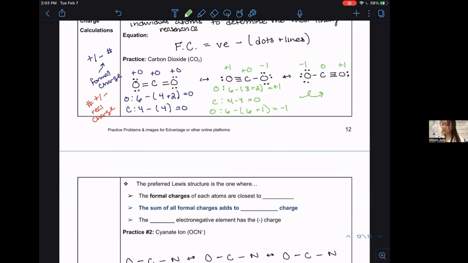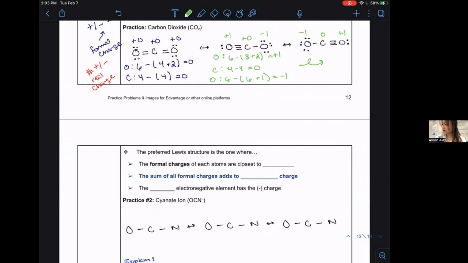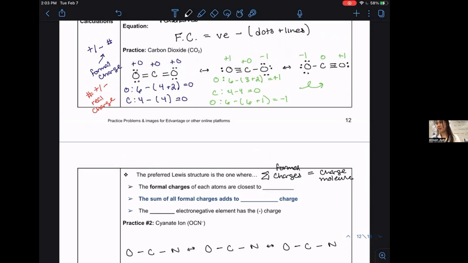The first is, the preferred Lewis structure is the one where the sum, that's the sum symbol, of the charges, formal charges, fake charges, equals the charge of the molecule. So if you have a neutral molecule, everything should add up to 0. Notice all of these structures do add up to 0. It's just how they add up to 0 that matters.